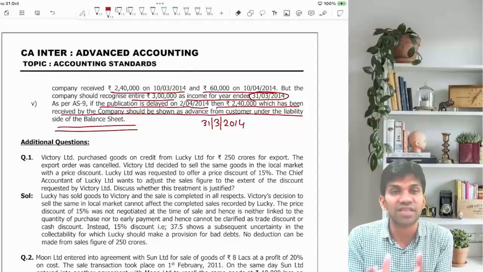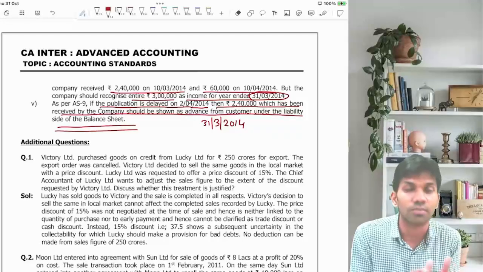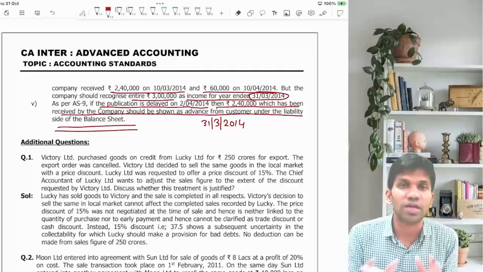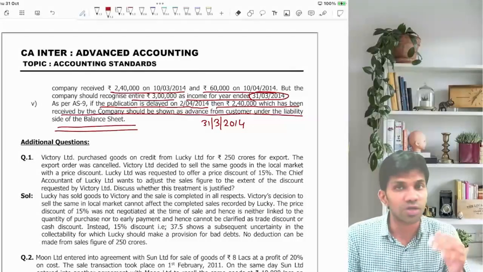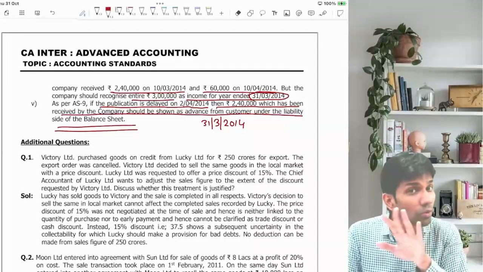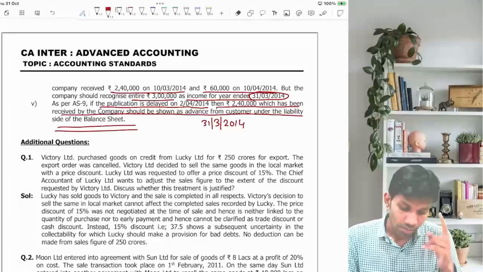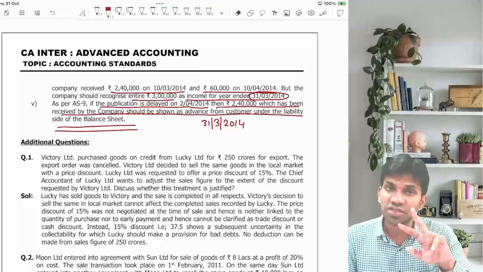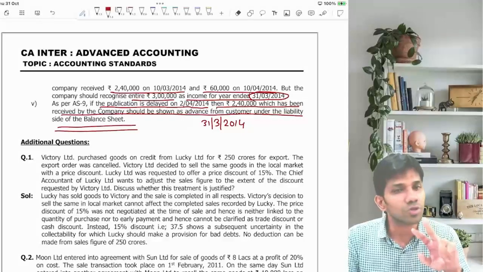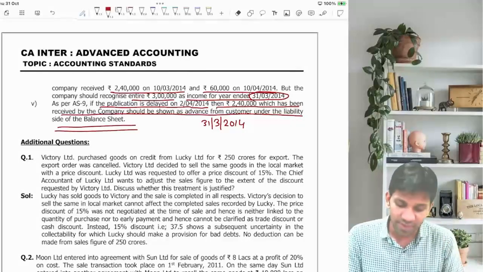So the 2,40,000 which I have received from my customer should not be recognized as revenue, and it should be shown as advance from customers, because as on 31st March the ad was still not published. So can I say this is nothing but advance received from customers? Mark this question very important. Just because of the date changing, the answer is also getting changed. I hope it is very clear.